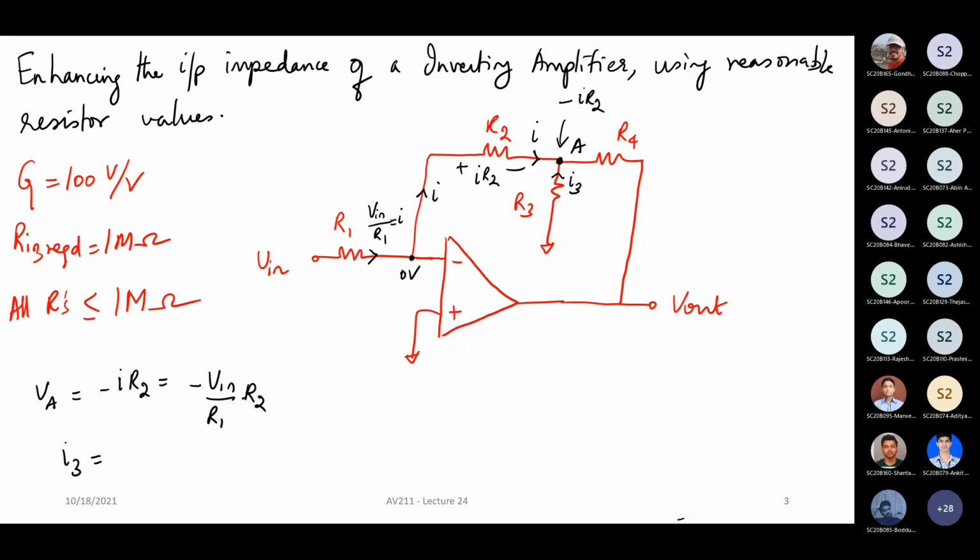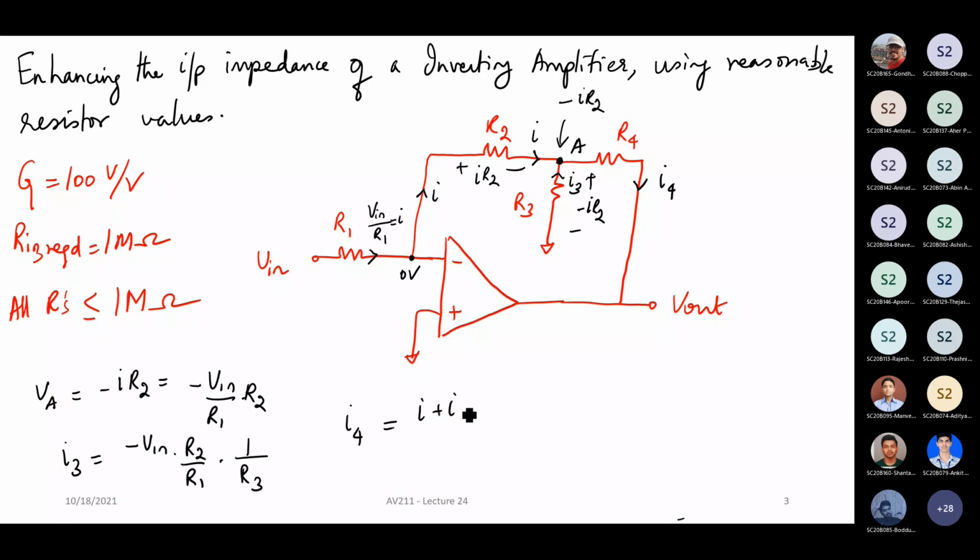So minus Vin into R2 by R1, this is the voltage, multiplied by 1 by R3 is the current that is flowing through R3, because the voltage here is basically minus I times R2, the same voltage. Now, what is the current that is flowing through R4? What is I4?